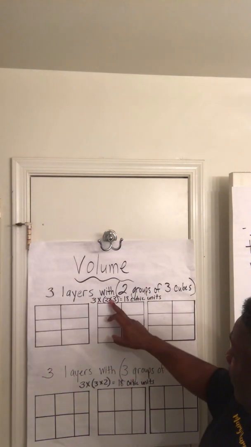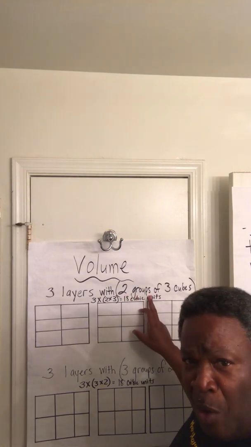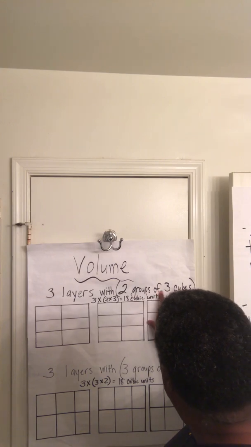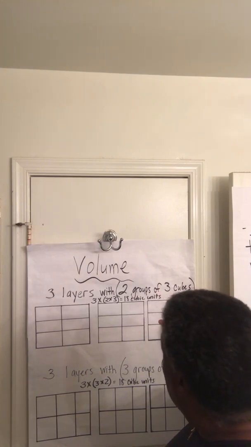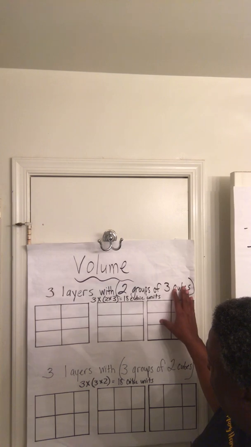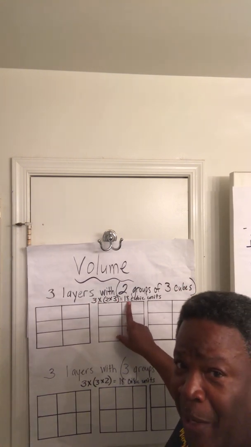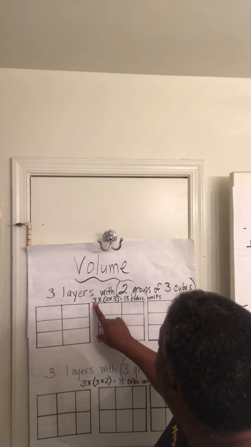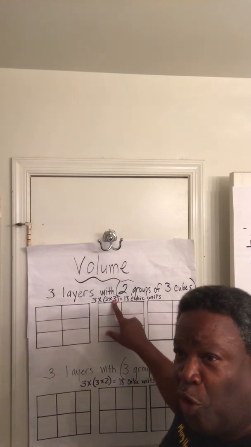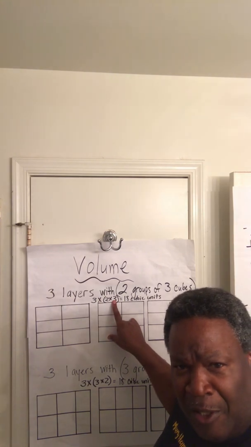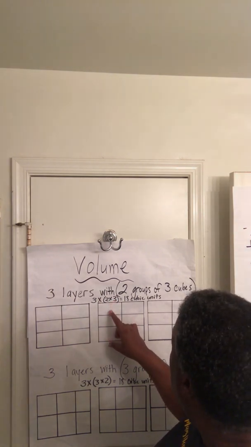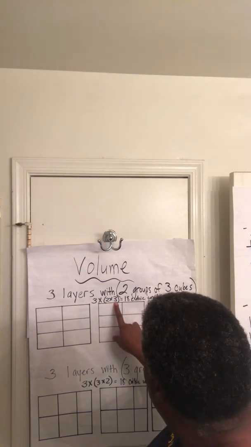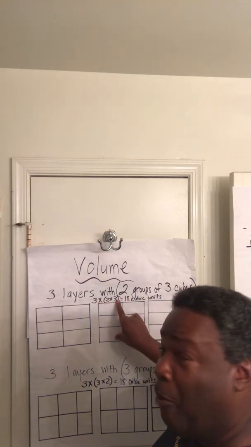We have 3 layers, and we are observing what we notice about the top layer. It has 2 groups of 3 cubes. And we can take this information and put it into an equation. Here's the 3 that shows we have 3 layers all together. And in the parentheses, we have a description of what the layer is made up of. It's made up of 2 groups of 3 cubes. And then we can work out that expression.